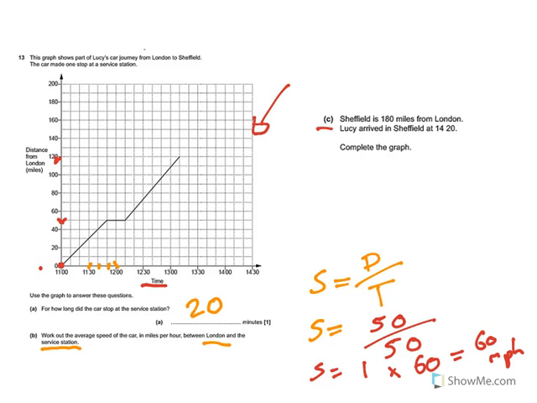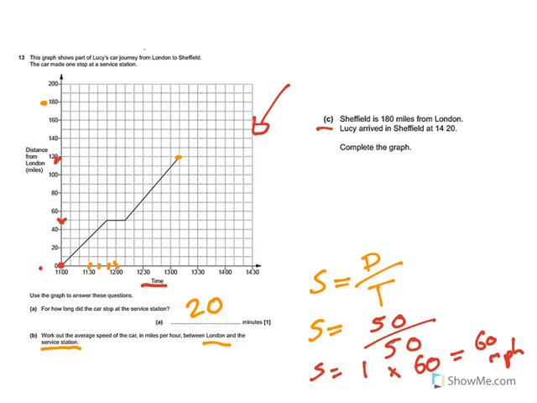Question C. Sheffield is 180 miles from London. Lucy arrived in Sheffield at 14:20 or 2:20 p.m. Complete the graph. So we know where we are so far on the graph. It's the last part of the line. We need to go the entire distance to 180 miles. So you can find that up here, 180 miles.